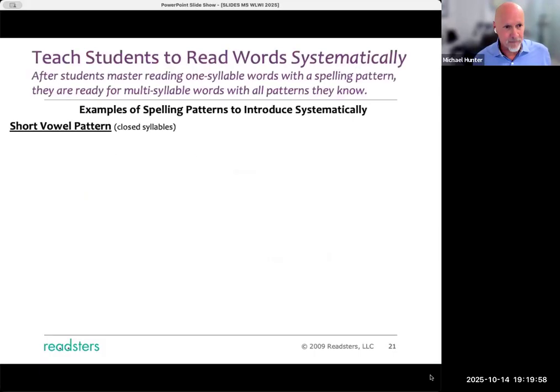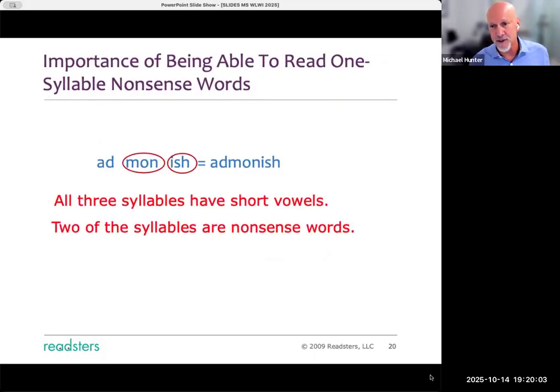We introduce the next spelling pattern in single syllable words, and then we can bring that into the multisyllable once the students can accurately read the single syllables with the new vowel spelling or syllable type.